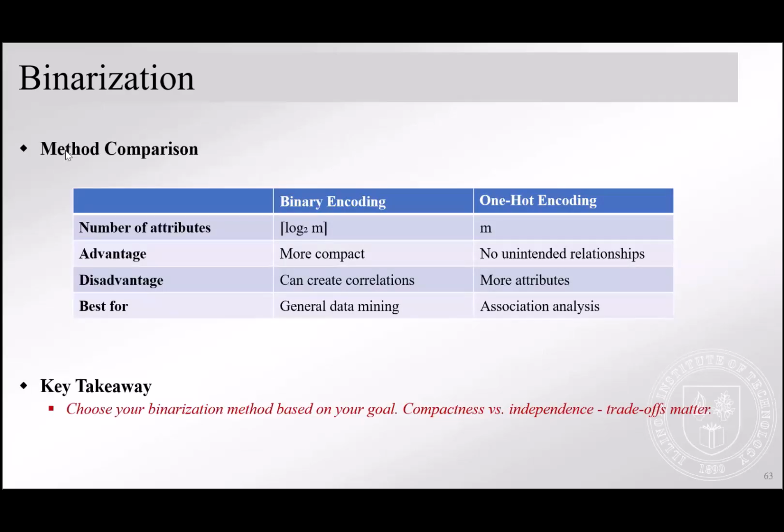So which one to use? Binary encoding is more compact, with fewer attributes, but it can create a correlation. One-hot encoding avoids correlations, but creates more attributes. So binary encoding is fine for general data mining. One-hot encoding is essential for association analysis. So it depends. Bottom line, choose your binarization method based on your goal; the trade-off between compactness and independence matters in this case.